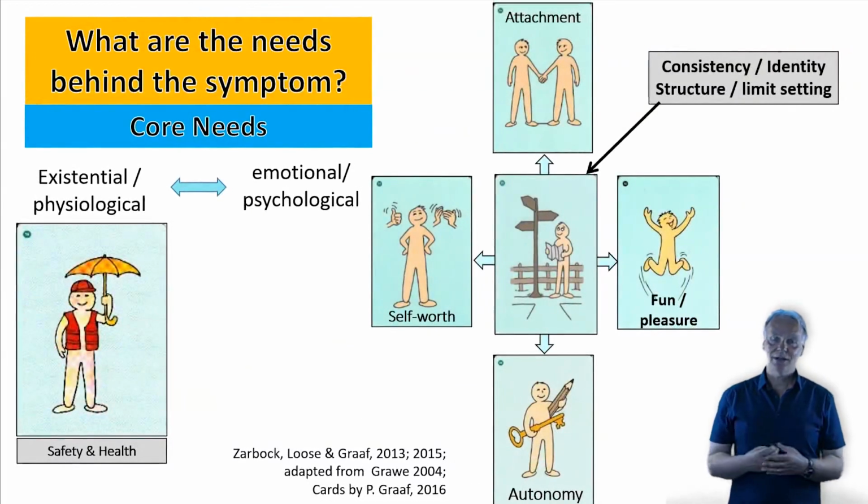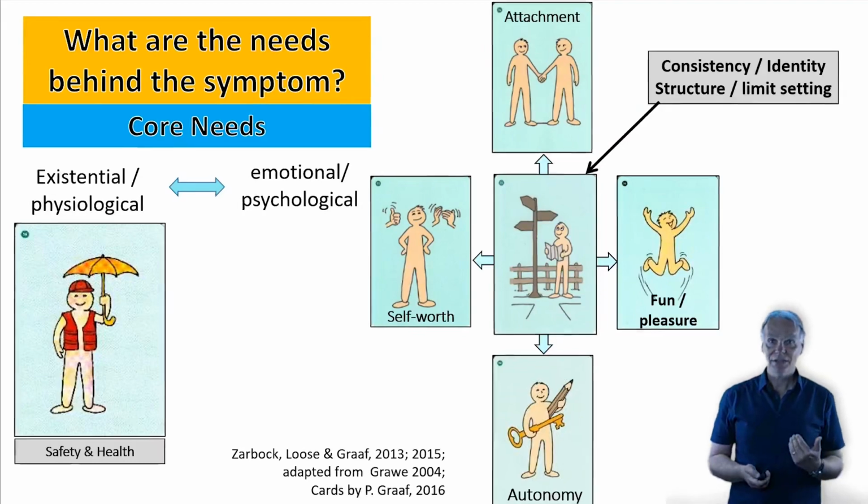When the client comes to us with any kind of problem, we see the symptom, but we know the symptom is not the problem. The symptom is just a sign for something that is not okay or that is problematic. We look at the level of the needs, and we ask ourselves, what is the need behind the symptom? This is a very central question in schema therapy, and here we also try to understand our client against the background of the needs.